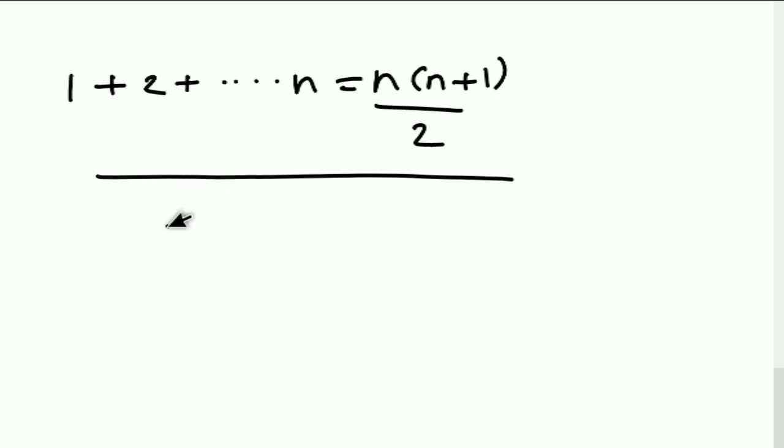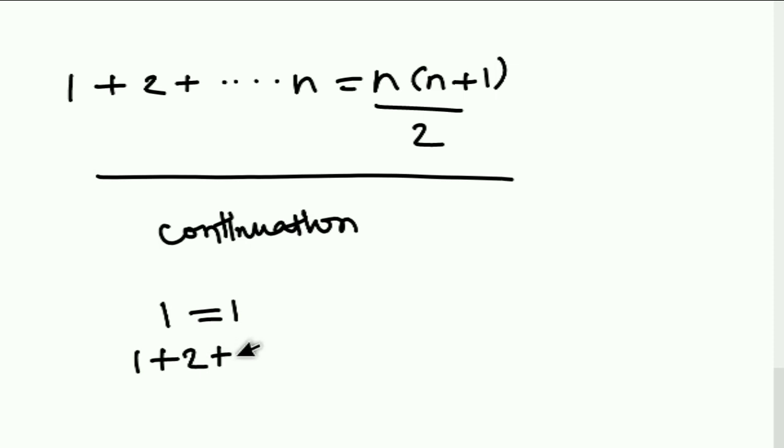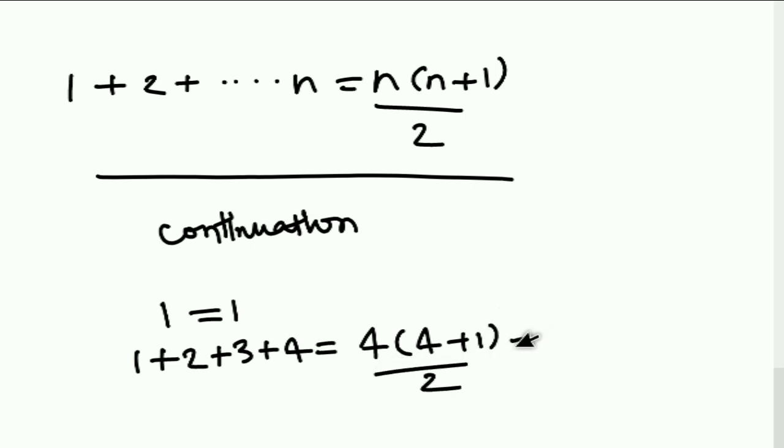The principle of mathematical induction says that it is a continuation of a process. What is meant by continuation of a process? For example, if 1 is equal to 1, and if you take some numbers, for example 1 plus 2 plus 3 plus 4, here we have 4 natural numbers. So we put here 4 into 4 plus 1 divided by 2.